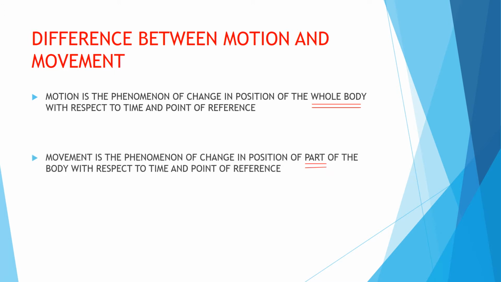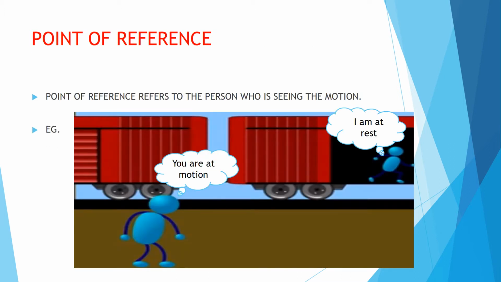But movement is the phenomenon of change in position of a part of the body with respect to time and point of reference. Our last definition introduced us to a new word called point of reference. Point of reference refers to a person who is seeing the motion. For example, think you are outside the train and your friend is inside the train which is moving. Your friend will think that he is at rest, but you will think that he is in motion. So both of them are correct. So while you are talking about a motion, you should say from whose point of reference.